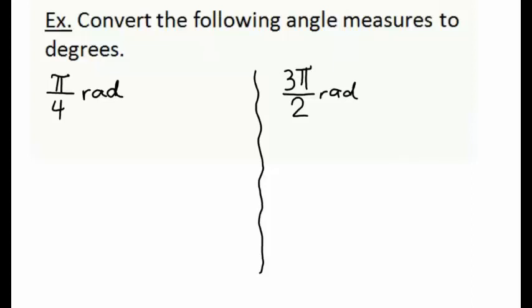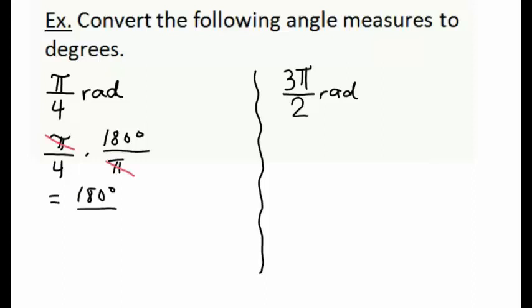Let's convert the following two radian measures to degrees. The first one we have is pi over 4. Well, if we want to convert this from radians to degrees, we're going to multiply by the ratio 180 degrees over pi radians. Notice here that the two pi's are going to cancel out, and what we really are left to do is divide 180 degrees by 4. When we do that, we get 45 degrees.